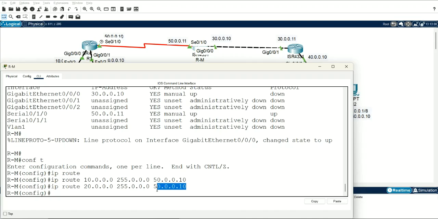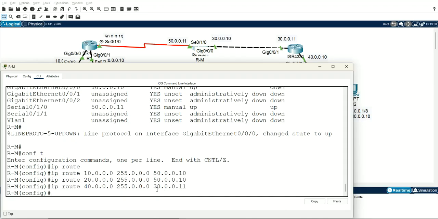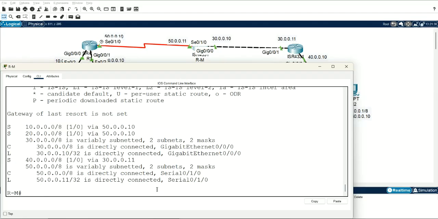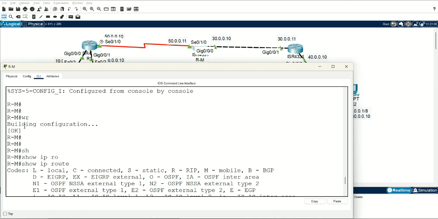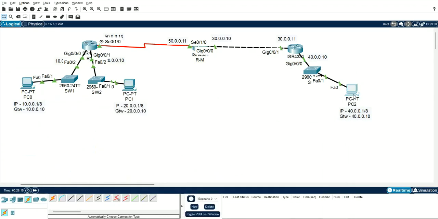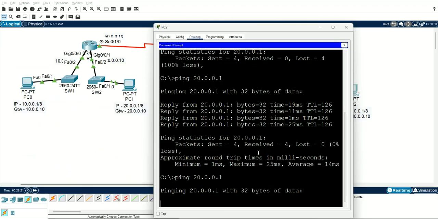Next, IP route, 40 network, 40 we don't know, so we need to send it to where? 30 dot. That's it. Let us verify. Show IP route. Look at this, there are 3 static routes, 2 up here, and another one here. Yep. All right, now you can ping from here to there.